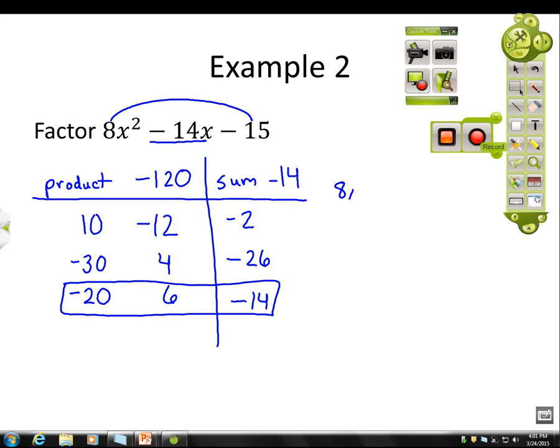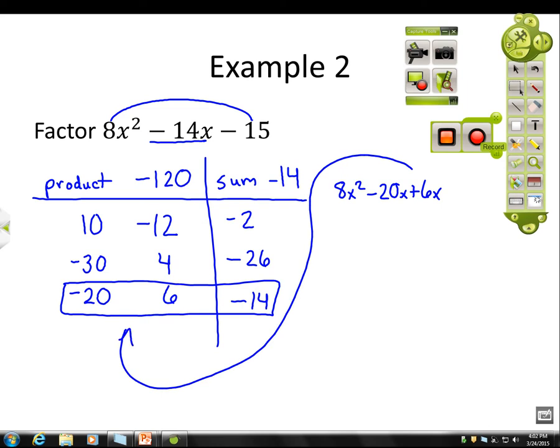So we've got 8x squared, and instead of minus 14x, we're going to put minus 20x plus 6x. Got those two numbers from the chart, from the two numbers that we found, the sum was negative 14x, and then minus 15. At that point, this is where the grouping comes in. So we split it up, and then we're going to take out of each side, we're going to factor it. So meaning, can we pull anything out that they have in common?